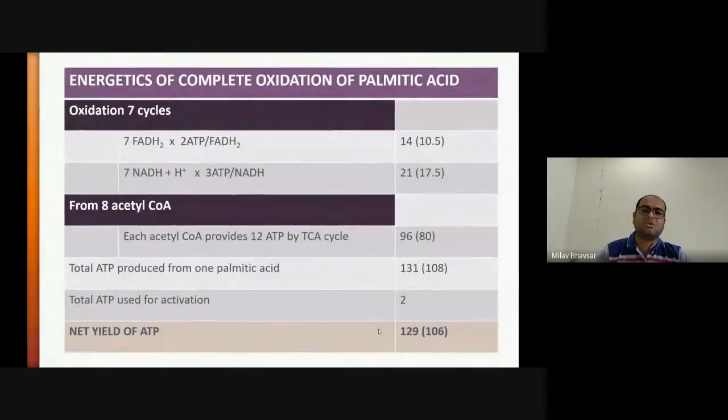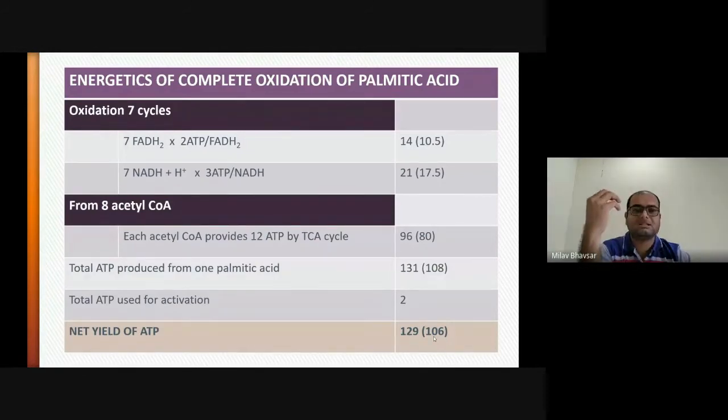Now this process keeps on going as 7 cycles. If you take palmitic acid as an example, it is going to go through the 7 cycles. That's why it is going to generate 7 FADH2. This is 14 or 21, and this is your energetics. A total of 8 acetyl coenzyme A are generated. Ultimately, it generates 96 or 80. So total ATP generated is almost 129, or right now, according to the newer classification, 106.